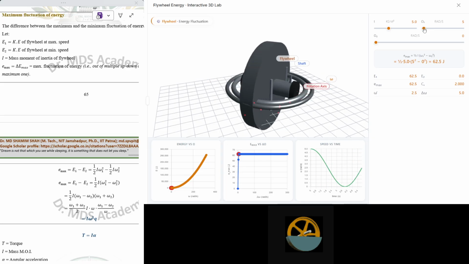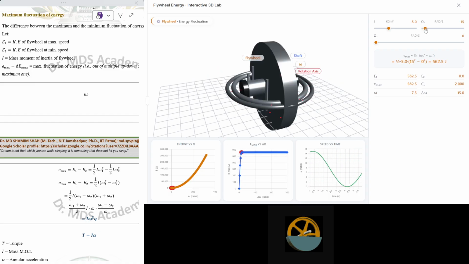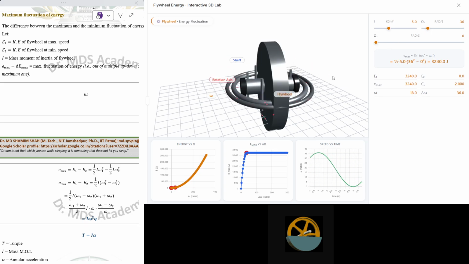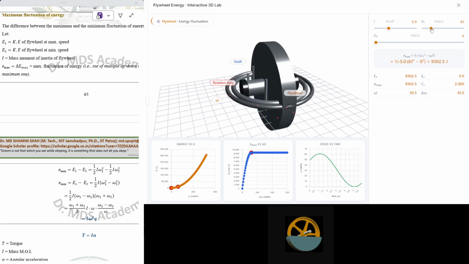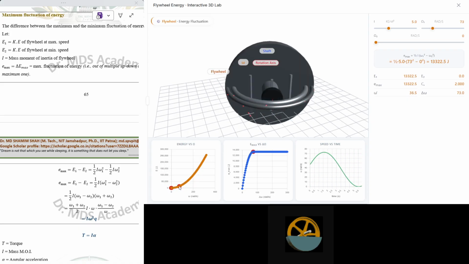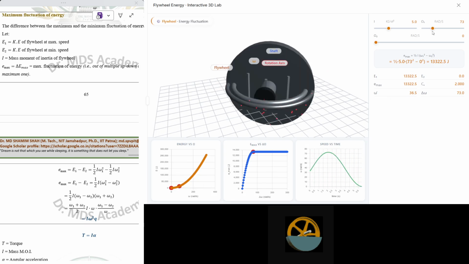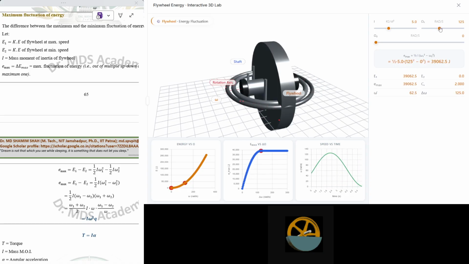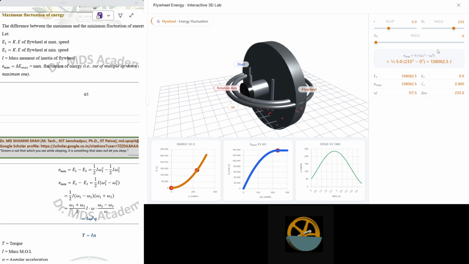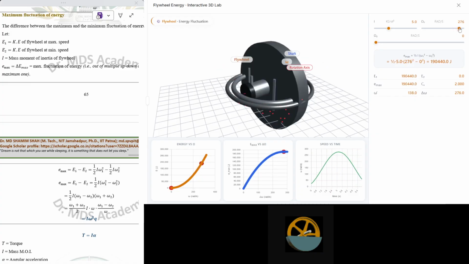So you will find here omega 1 is the angular speed of the flywheel. The higher the omega 1, the higher the rotation. See this red dotted line. As omega 1 increases, it is also increasing, resulting in a higher energy level.